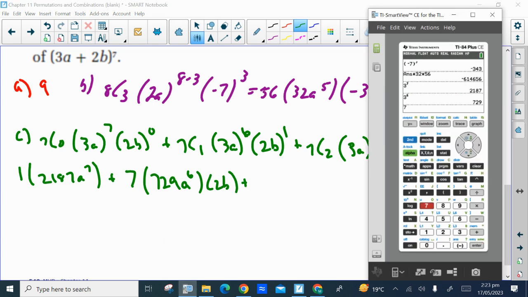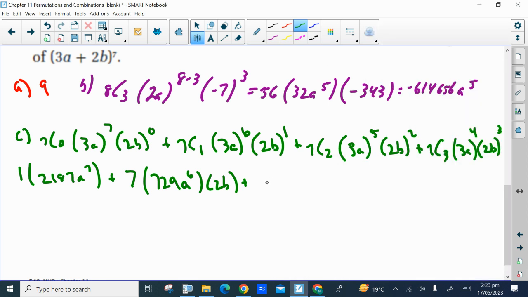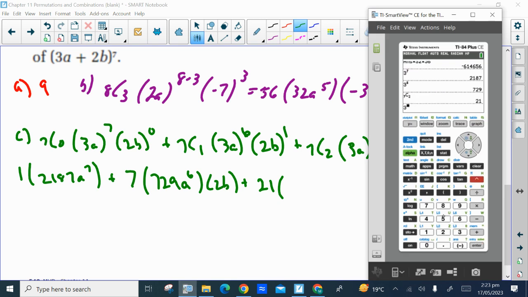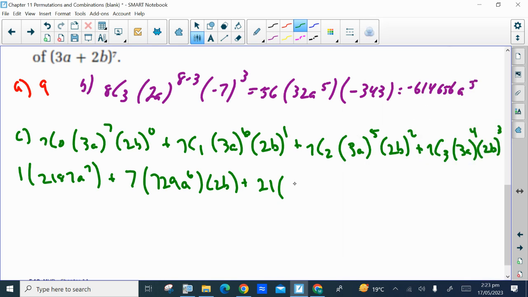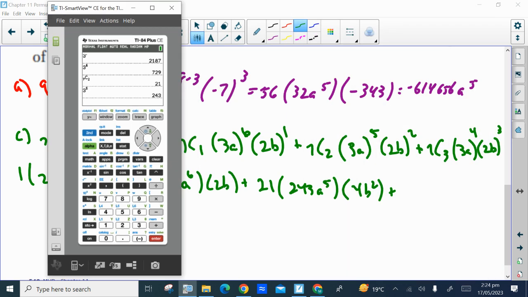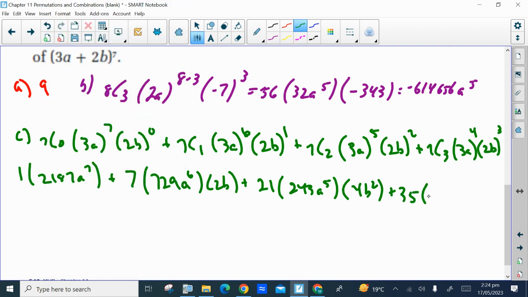Next coefficient is 7C2, 21. 3a all to the 5th is 243a to the 5th. 2b all squared is 4b squared. 7C3 is 35. 3a all to the 4th is 81a to the 4th. 2b all cubed is 8b cubed.